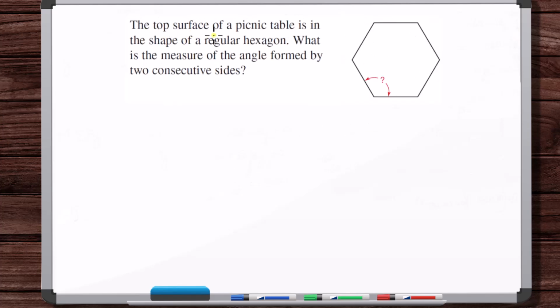The top surface of a picnic table is in the shape of a regular hexagon. What is the measure of the angle formed by 2 consecutive sides? Same thing.